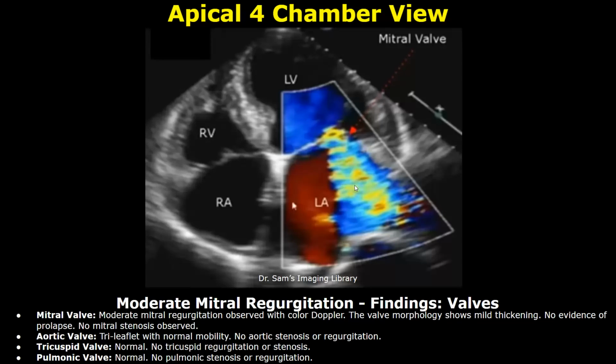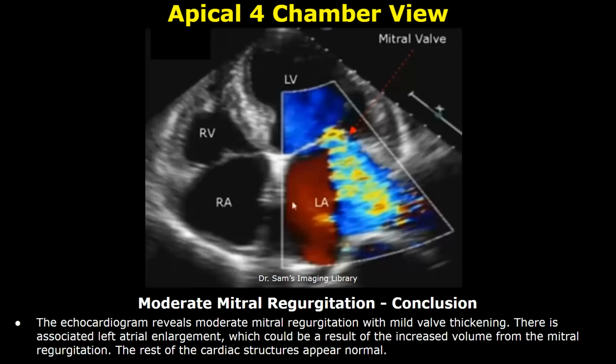These are the findings in the valves. Mitral valve, moderate mitral regurgitation observed with color Doppler. The valve morphology shows mild thickening, no evidence of prolapse, no mitral stenosis observed. The rest of the valves are normal.